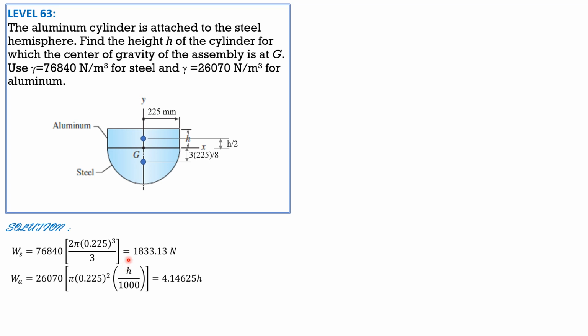So the principle is, because the center of gravity of the assembly is at G, the moment of the aluminum about G is equal to the moment of the weight of steel about G. So 1833.13 times 3/8 of 225 equals 4.14625 h times moment arm h over 2. From there we can solve for h. h is 273.1 mm.